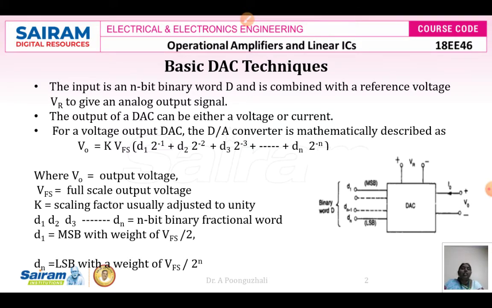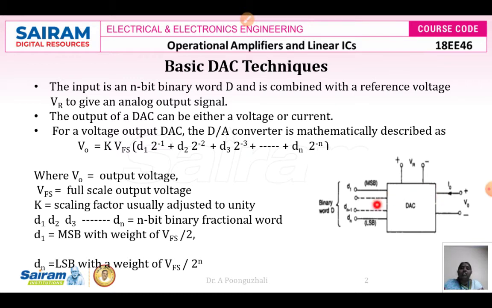Here, to the digital to analog converter, the input is going to be a binary word D, and it is going to be combined with the reference voltage VR to give an analog output voltage VA. So here the output of the DAC can be either a voltage or it can be a current.